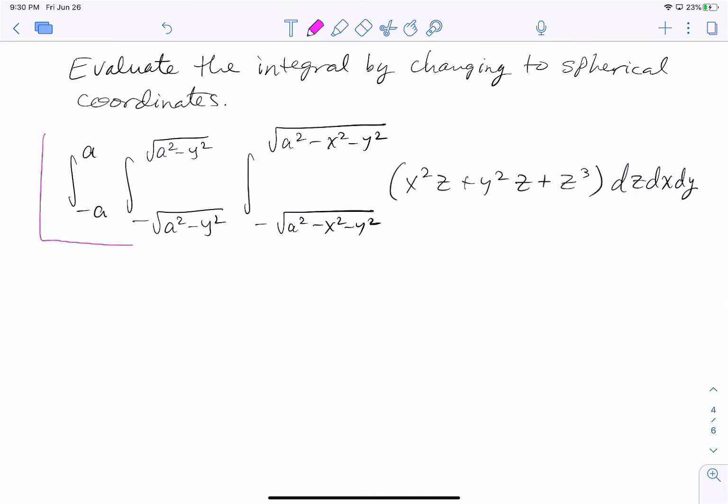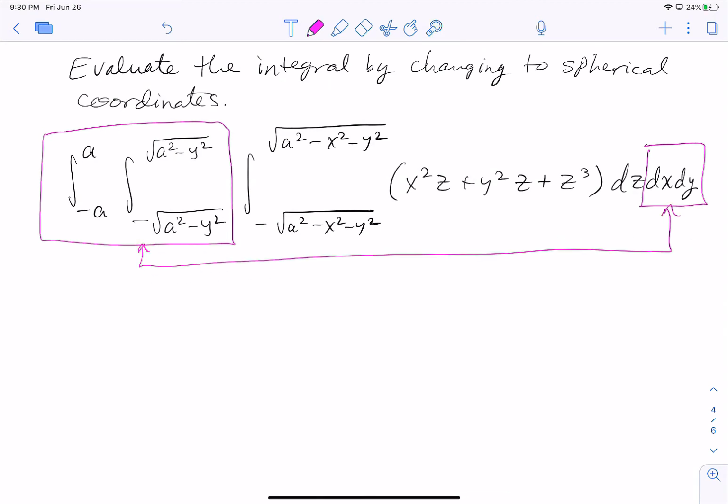If I ask you to focus on the outer two integrals and the outer two differentials, dx dy, where y goes from negative a to a, and x goes from negative square root of a squared minus y squared to square root of a squared minus y squared, do you know what shape that represents? I really wish I could get your feedback to see if you do.